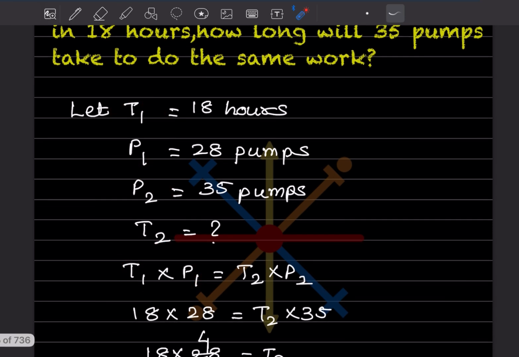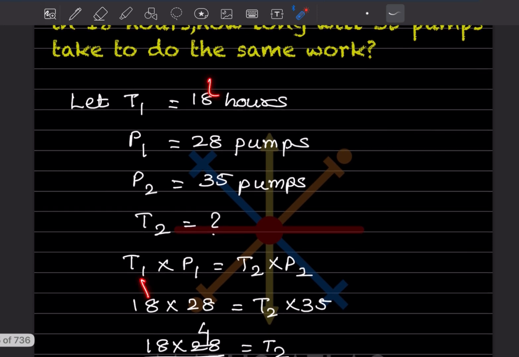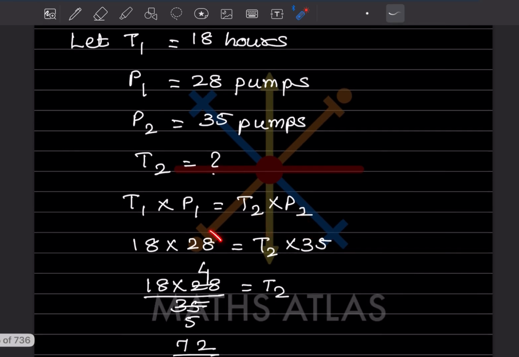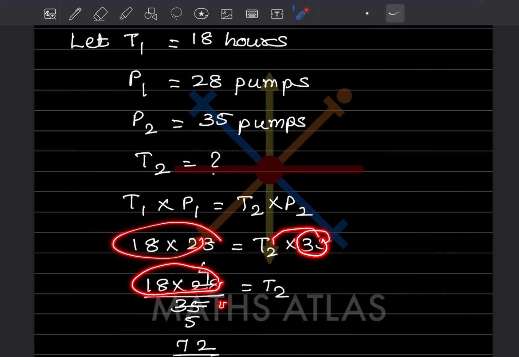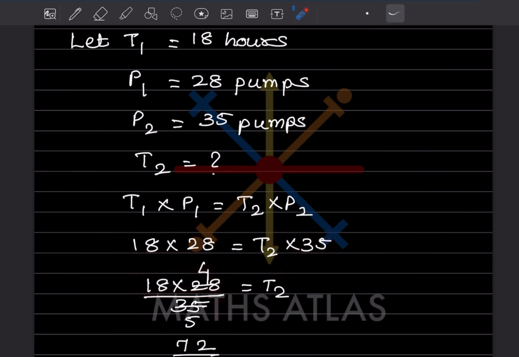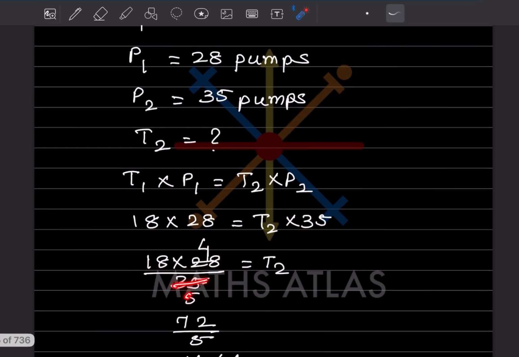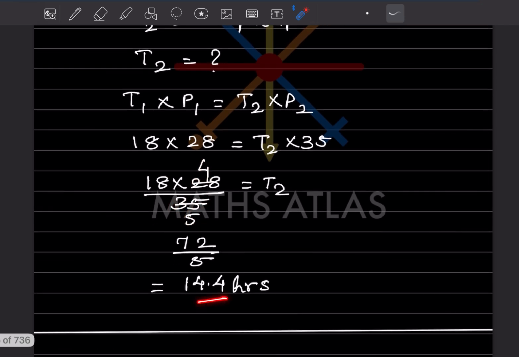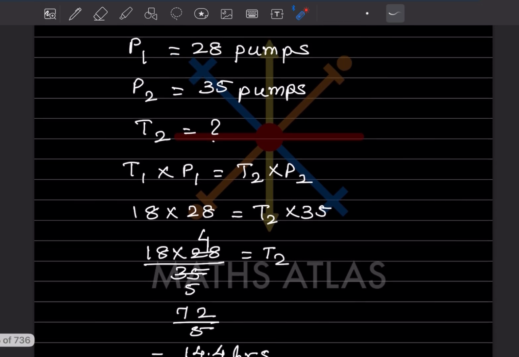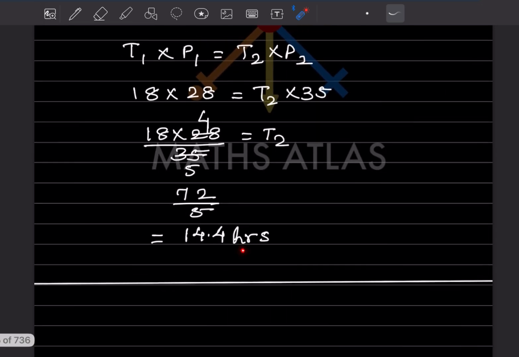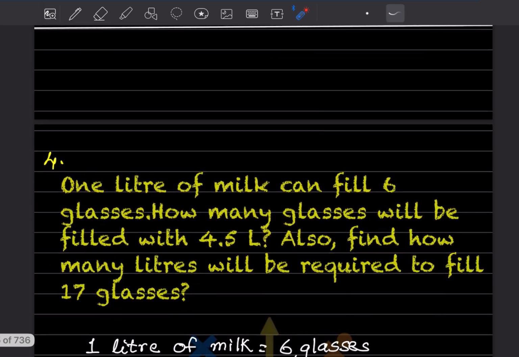So now what will you do? We'll just put the values here. This is 18 and this is 28, and we don't know T2, and this is 35. So we write the same on the side. If this comes on the other side, T2 is going to go in the denominator. So this will be 7 5s are 35 and 7 4s are 28, so 72 by 5. That will be 14 point, when you divide it, you will get 14.4. And because the time is in hours, we will write here 14.4 hours.